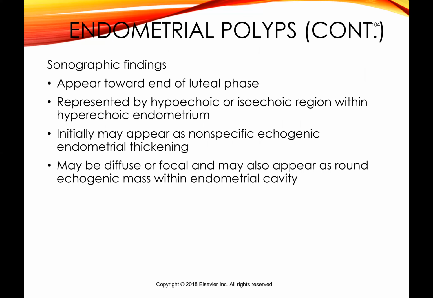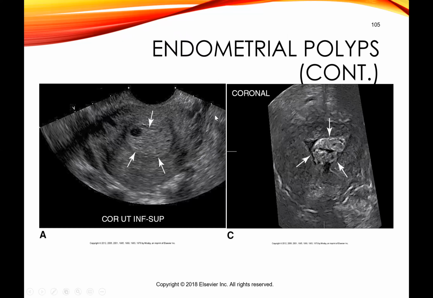The sonographic findings of the endometrial polyp are that they're most easily seen during the luteal phase or secretory phase. They're represented by a hypoechoic or isoechoic region within the hyperechoic endometrium. Initially, it may appear as a nonspecific echogenic endometrial thickening, or it may be diffuse or focal and may also appear as a round echogenic mass within the endometrial cavity. I feel like they're pretty easy to see.